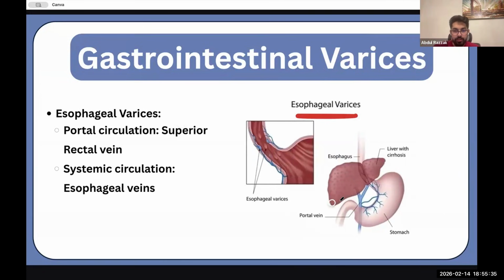For varices in the GI tract, you have a vein that's coming from the portal circulation that is hypertensive, and another vein that's coming from the systemic circulation that's normal. It's trying to take some pressure off it.